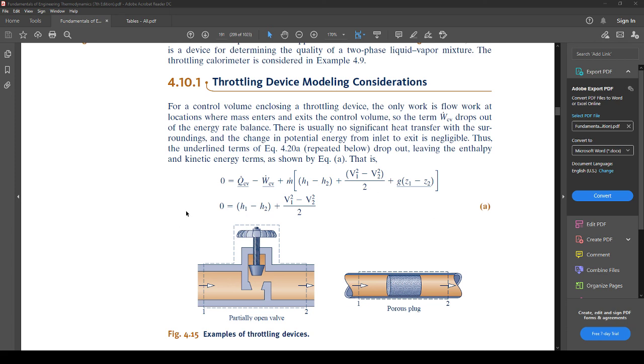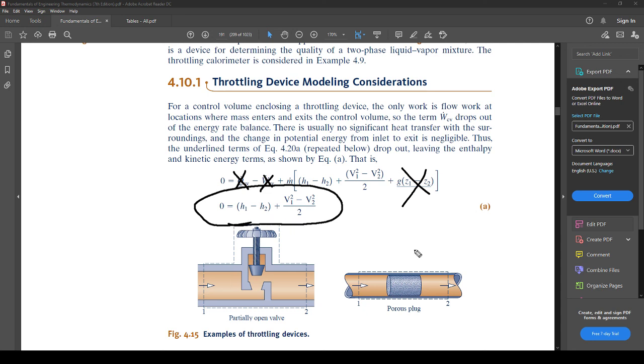By the way, like valves, you don't have to do this for it, like, ever. So, I don't think I've ever actually done an energy balance on a valve. But we'll just do it anyway. It says, for a control volume enclosing a throttling device, the only work is flow work at locations where mass enters and exits the control volume, so the W_CV drops out of the energy rate balance. So, that goes. There's usually no significant heat transfer with the surroundings. And it says, and the change in potential energy from inlet to outlet is negligible. Agreed. Thus, the underlying terms are the ones that stay, right?